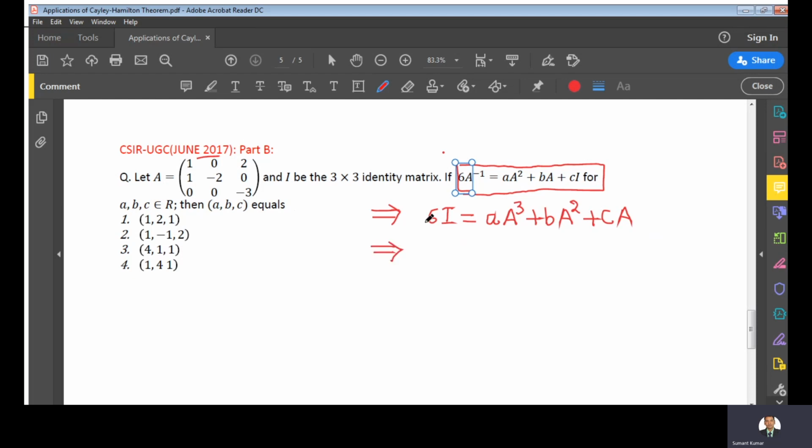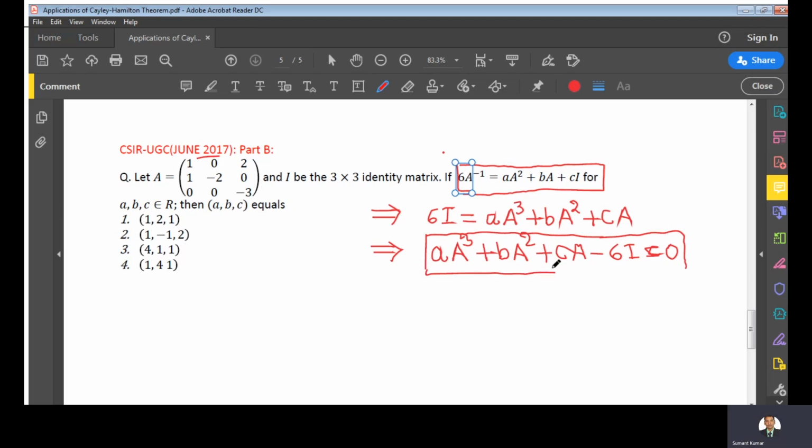Now you shift this expression to the right hand side. So what will happen here? Actually you are getting a times A raised to the power 3 plus small b times A raised to the power 2 plus c times A minus 6I is equal to 0, right? So when you find the characteristic polynomial and use the Cayley-Hamilton theorem, the same type of expression comes. A matrix polynomial is coming, you can say a matrix equation is coming, right?